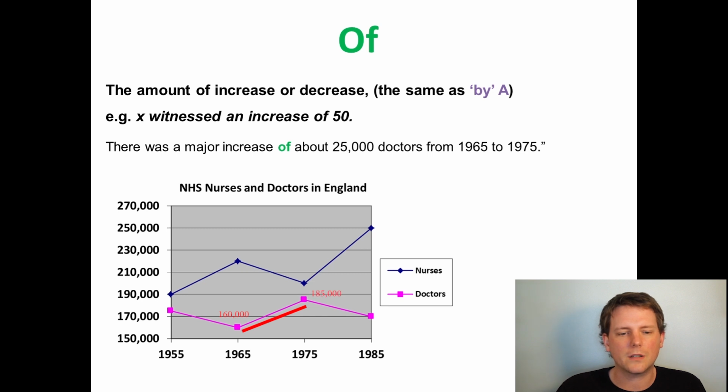1975, about 185,000. So 160,000, 70, 80, 85, 25,000. An increase of 25,000 doctors. What's the difference then between that and by? Well, of uses a noun. There was an increase of a number, a growth of, a rise of. But with by, it uses a verb. It rose by something. The number grew by, the number increased by. So that's the difference.